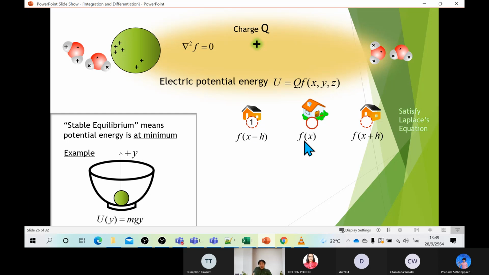If I do that, what do I get? Suppose I know that my neighbor on the left has a potential of 1 volt. What about the one on the right? He's got 5 volts. What must be my potential? What do you think? According to what we have discussed so far, my home is always the average of my neighbors if it is to satisfy the Laplace equation. On the left we have 1 volt, and on the right we have 5 volts. What would be the potential at this point?